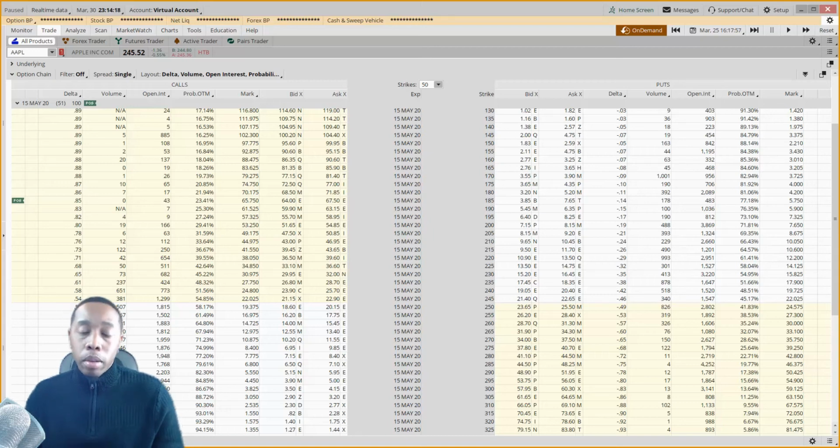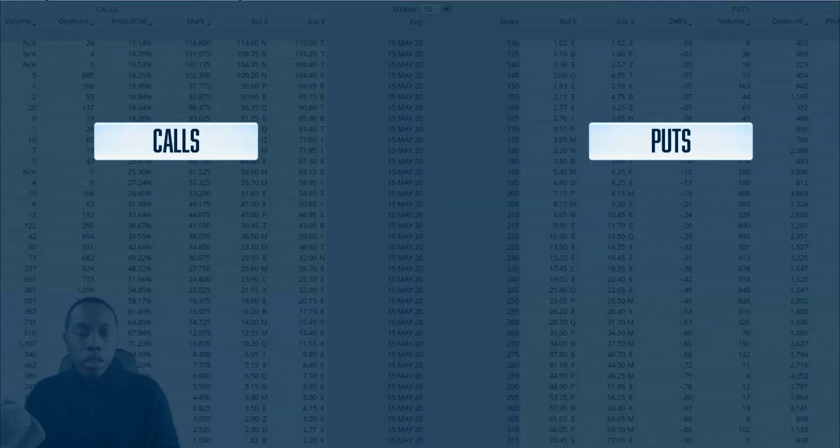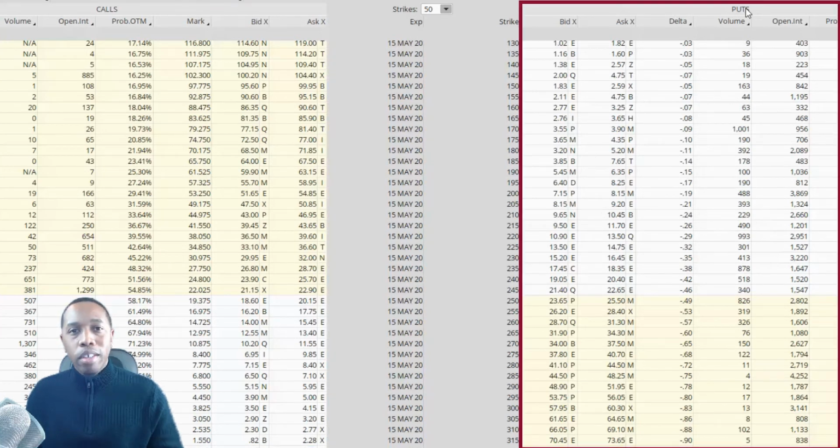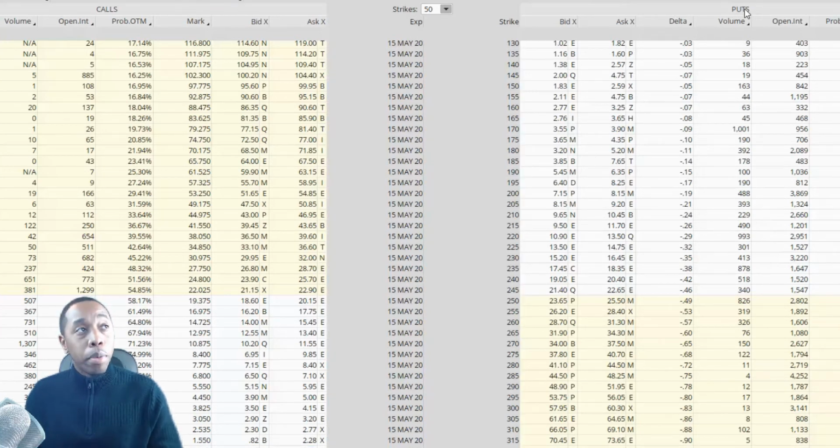All right, gang. So when it comes to options trading, it's important to understand that there are only two types of options. What are they? Well, we have calls and then we have puts. Calls and puts. As we just took a look at the options chain, you can see on the left side we have calls, and on the right side we have puts. These are the two options types that we'll be dealing with.